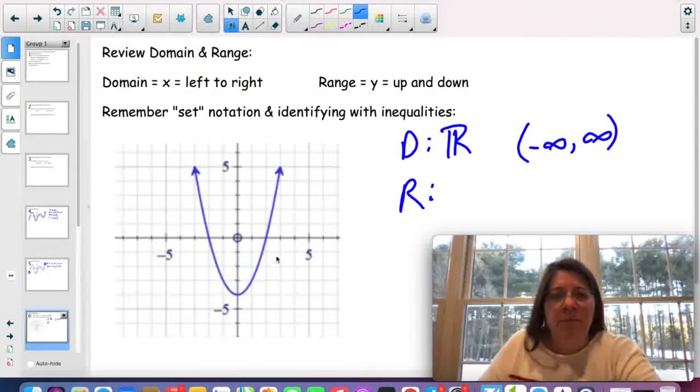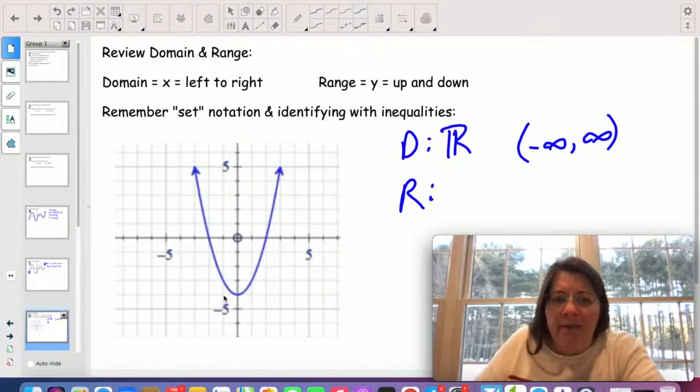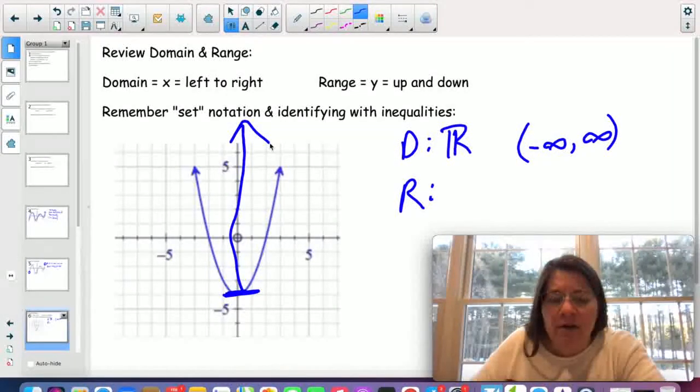Range is talking about up and down. So if we start at the bottom and move our way up, this graph doesn't start until we get to this position right here, which is -4. So the range starts at -4 and then goes up forever from there. So my range will be from -4 to infinity.